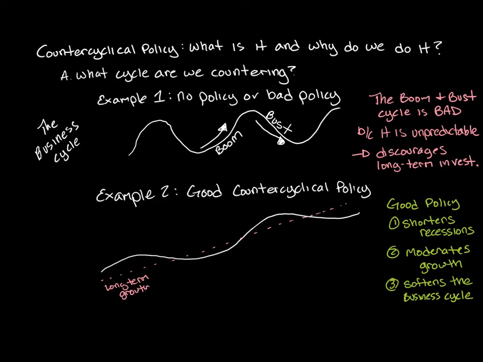In addition to that, it moderates growth. It'll prevent us from having that double-digit growth that we saw in the Industrial Revolution, but it also prevents us from having those economic crashes that we saw, like in the 1920s or, to some degree, in 2008 as well. And so by overall moderating and softening the business cycle, good countercyclical policy makes it to where the business cycle is more bumps in the road than complete collapses of the economy. And this is really, really good for both consumers and producers.